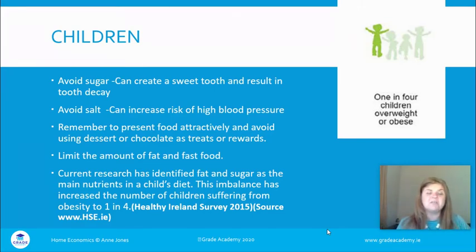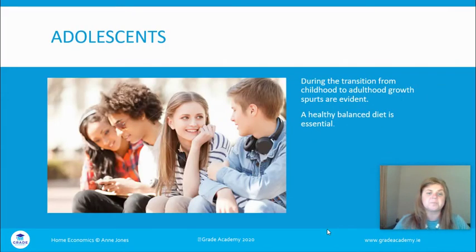While it can be convenient, sometimes it does lead to unhealthy diets for children. And current research has identified fat and sugar as the main nutrients in a child's diet. And this imbalance has increased the number of children suffering from obesity to 1 in 4 children. So 1 in 4 children in Ireland at the moment are overweight or obese. And that would be the most up-to-date information that we have from the Healthy Ireland survey in 2015.